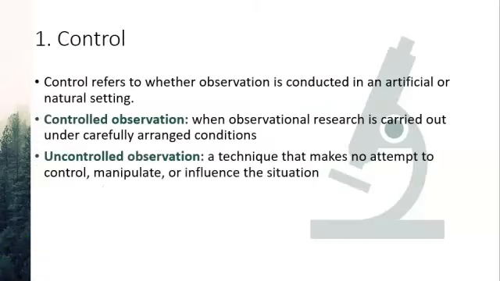The first factor is control. Control refers to whether observation is conducted in an artificial or a natural setting. It's most common to conduct observation in the natural setting. However, you can use a controlled environment in some experiments. Controlled observation just means when you have carefully arranged conditions, like in the case of an experiment, whereas uncontrolled methods make no attempt to control, manipulate, or influence a situation.